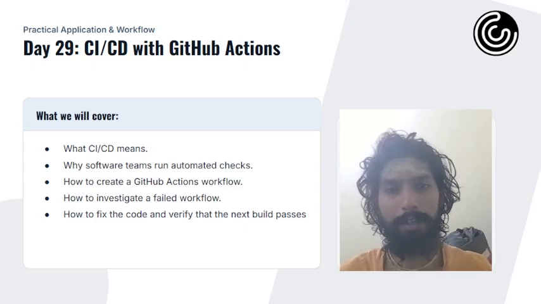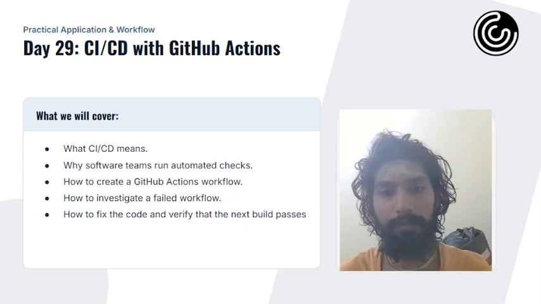But what happens when several developers work on the same application? One developer may forget to run the build, another developer may push code that works on their computer but fails in production. Someone may introduce a TypeScript error without noticing it. To catch these problems early, teams use automated workflows.